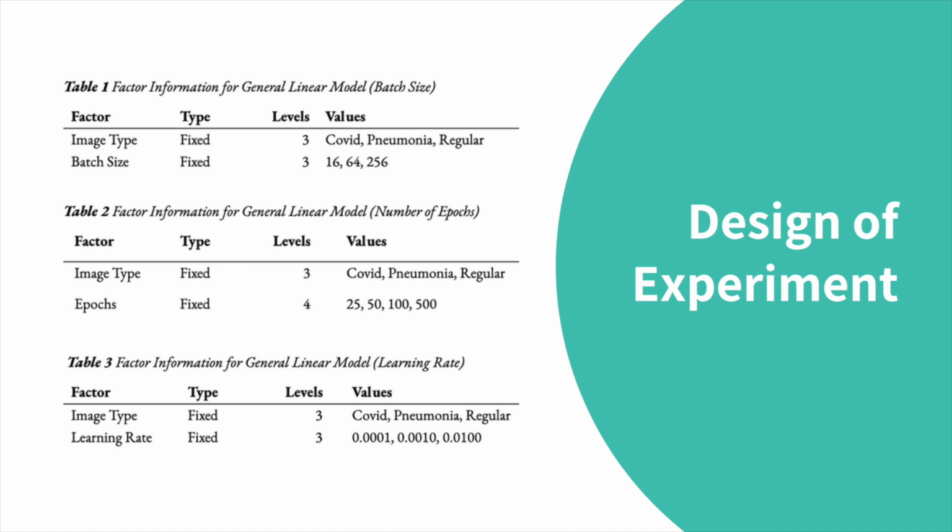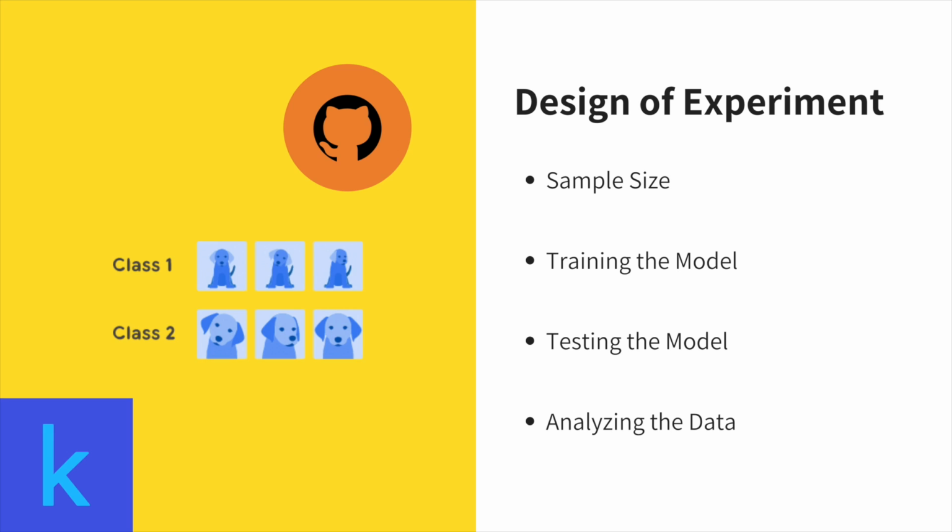For the design of experiment, for the other parameters, the different levels for them: batch size, I had 16, 64, 256; epochs at 25, 50, 100, 500; and learning rate 0.0001, 0.001, and 0.01. I had a fairly large sample size. I believe it was 27 samples were used for each image type. This equates to, I think, 400-something total samples per each experiment.